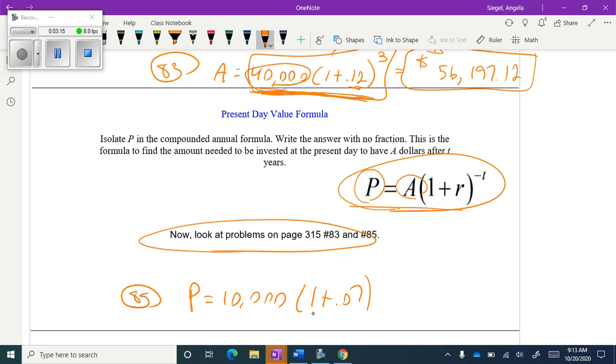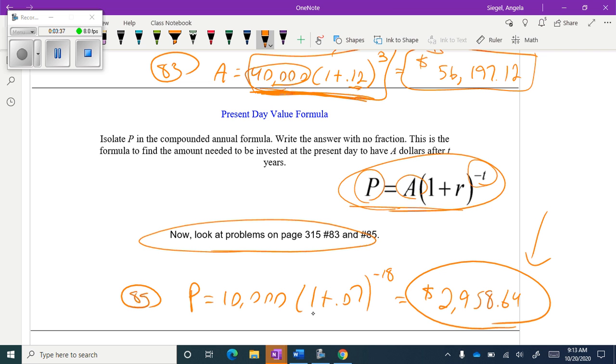7% interest. And it's negative because we're going backwards in time, if you want to think about it like that. So make sure that you can type that into your calculator. Your amount should be $2,958.64.